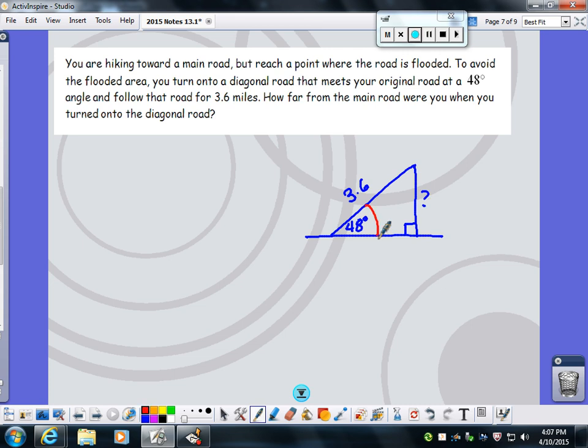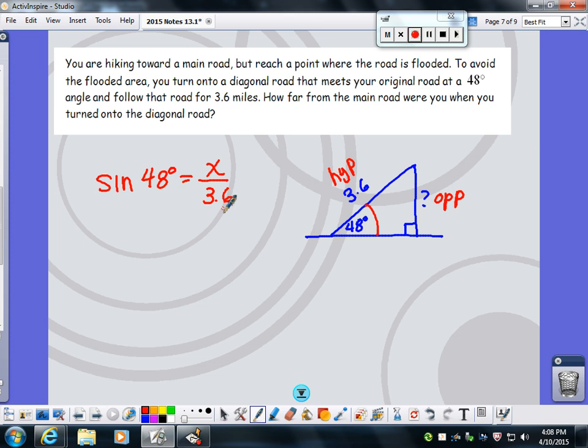So in terms of what's our missing side? That's our opposite side from 48. And of course, our 3.6 is our hypotenuse. So what trig ratio is opposite over hypotenuse? If you said sine, you're right. So we're going to set this up as sine of 48 degrees is equal to our opposite over our hypotenuse.